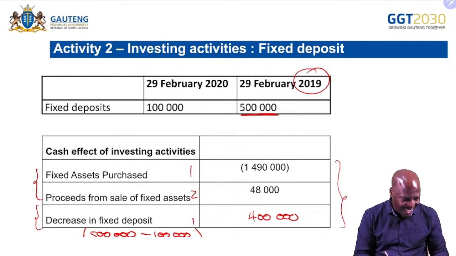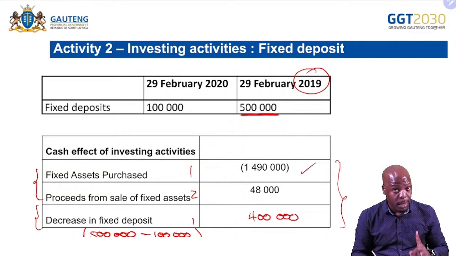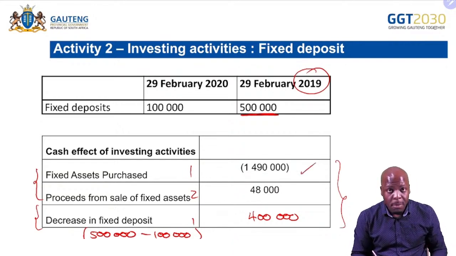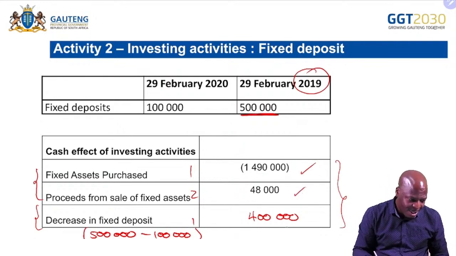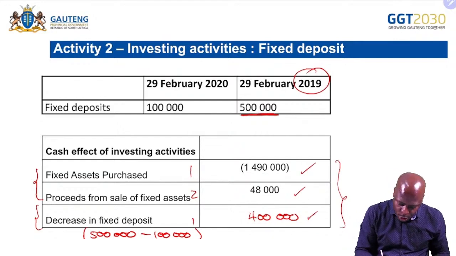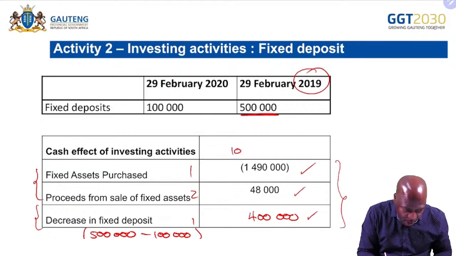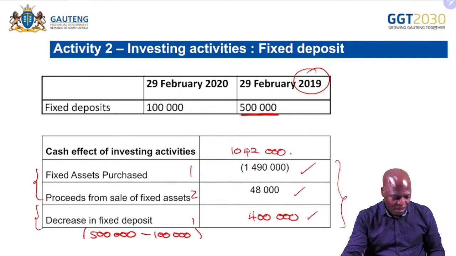So have your calculator close to you. You're going to say now 1,490,000 negative, remember. So minus 1,490,000 plus your 48,000 plus your 400,000. You should then get your 1,042,000. You should get your 1,042,000. 242,000. Okay, are we still cool?